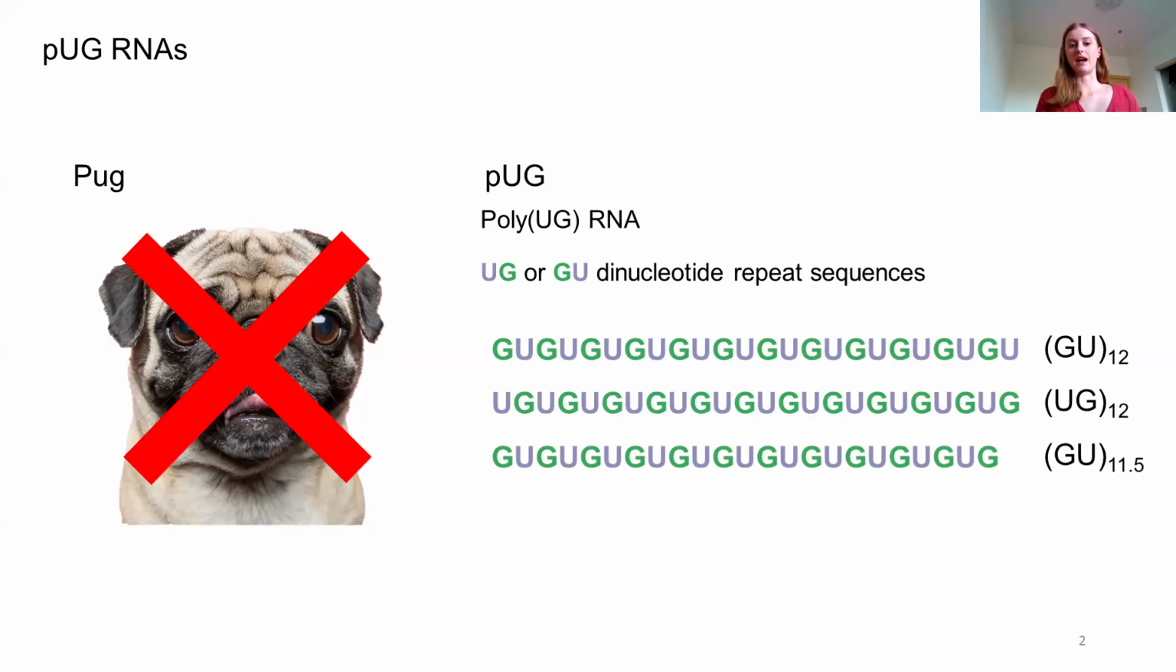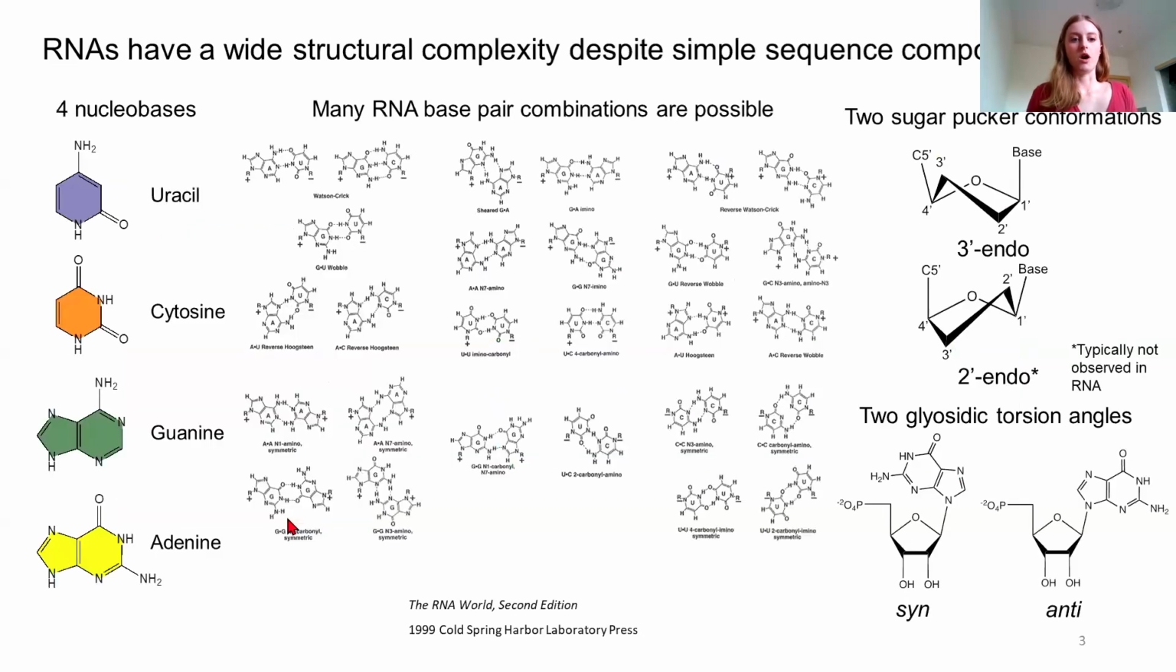But before I really dive in and tell you why I think pugs are so cool and you should be interested in them as well, I first want to take a step back and look at RNAs as a whole. So RNAs have a large level of structural complexity, despite their overall simple sequence composition, right?